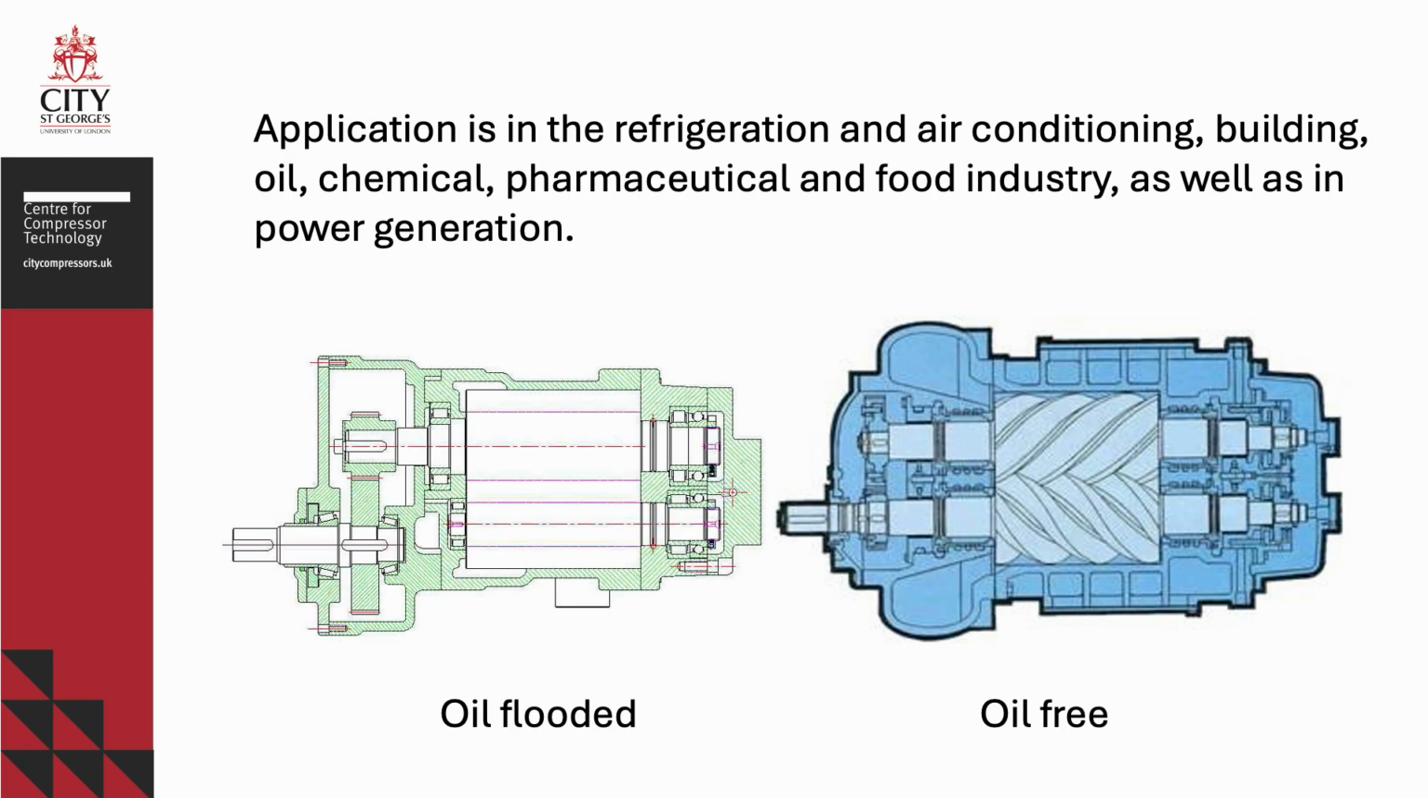The main application of screw compressors is in air compression, refrigeration and process gas compression. The main industries which use screw compressors are the building industry, oil and chemical, food and pharmaceutical industry, as well as power generation. Two main modes of operation of screw compressors are oil-free and oil-flooded, whose representatives are in this slide.